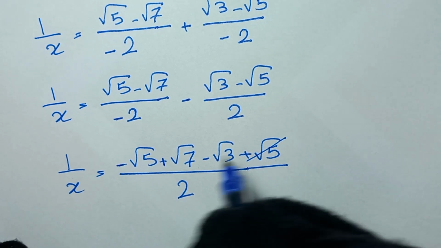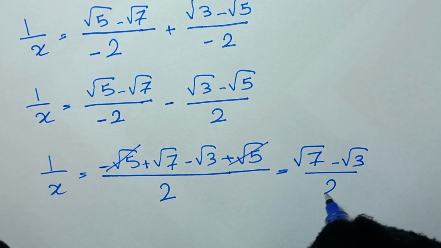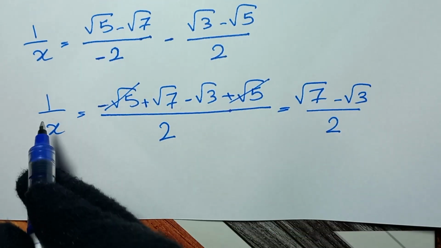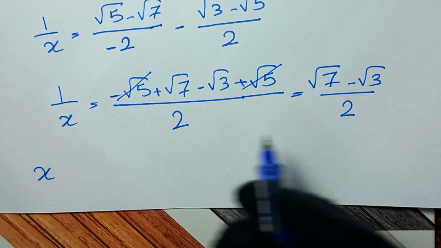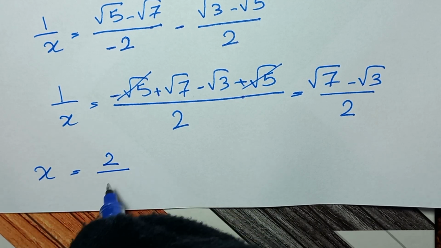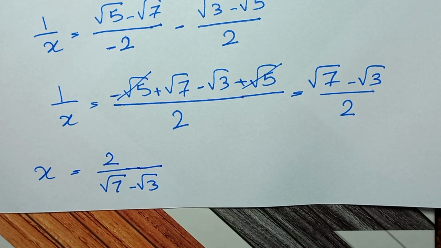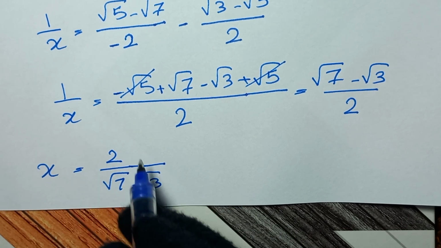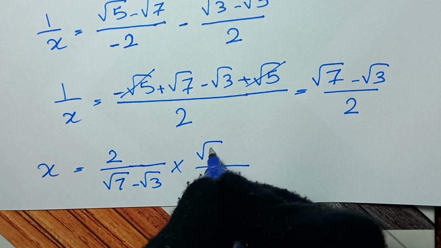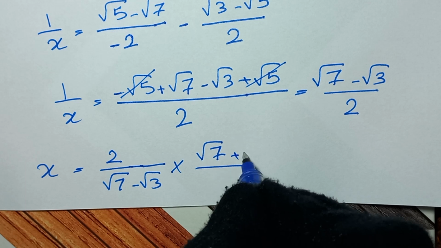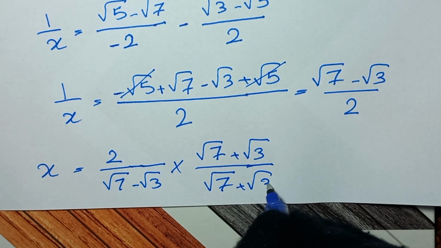So in here, this will cancel this, and it will be square root of 7 minus square root of 3 over 2. So 1 over x is equal to square root of 7 minus square root of 3 over 2. So for x, take the reciprocal of both sides of this equation, it will be 2 over square root of 7 minus square root of 3, right? And here, we rationalize this fraction, so we multiply this by this conjugate pair, so it will be square root of 7. In here we have minus, so we write in here positive square root of 3 over square root of 7 plus square root of 3.